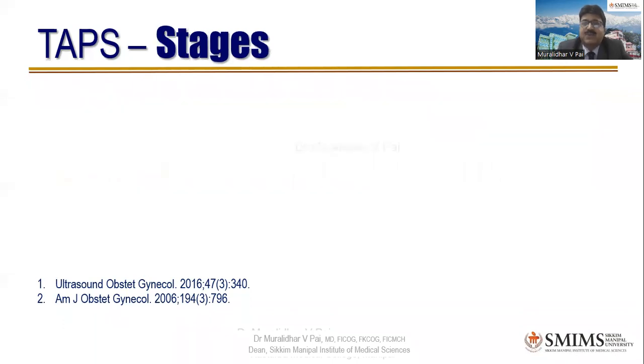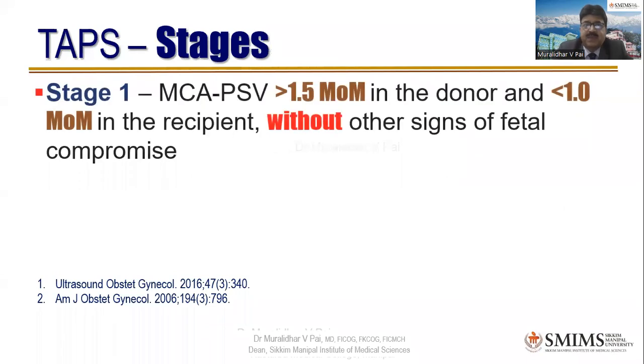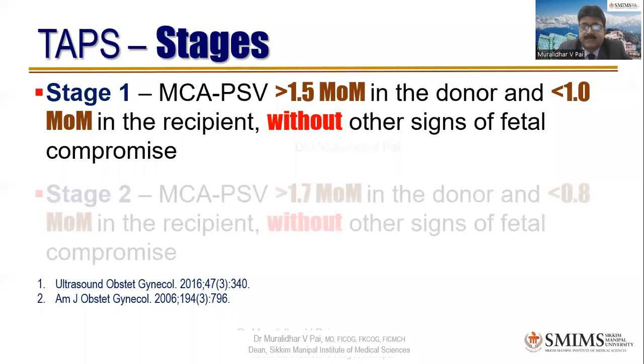What are the stages? Like Quintero staging in TTTS, there are stages in TAPS as well. Stage 1: the MCA PSV difference is that one twin has 1.5, another has less than 1 in the recipient, without other signs of fetal compromise. Like I told you there, what is common is oligopolysequence here. What is common is disparity between MCA PSV. One twin has more than 1.5, another one has less than 1, usually 0.8.